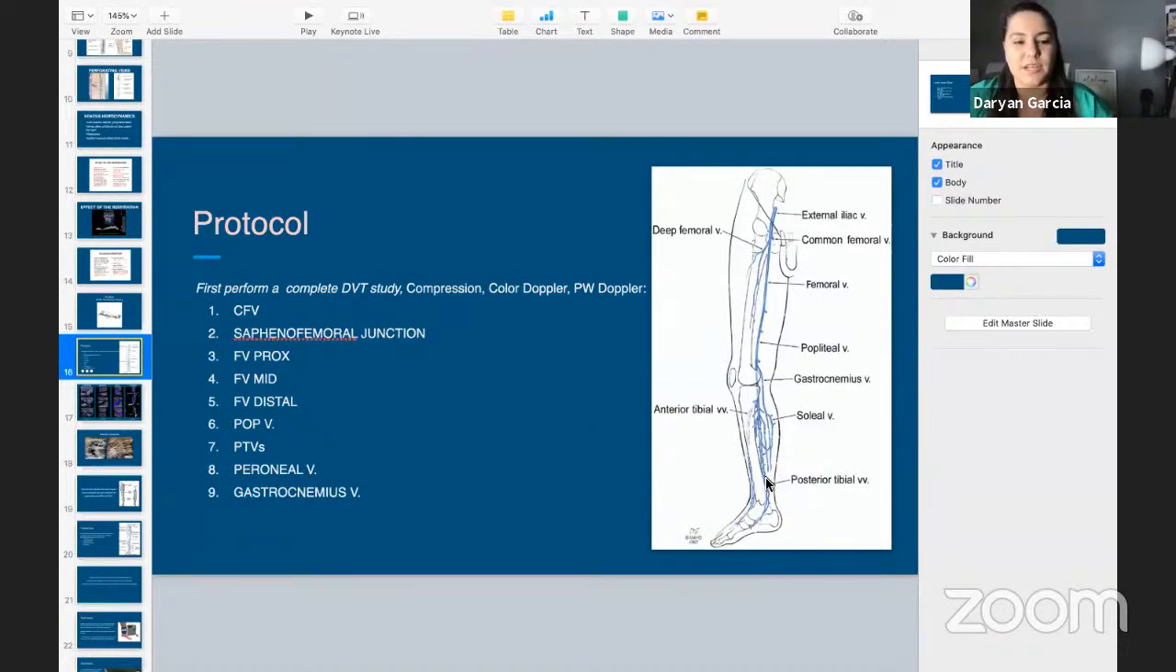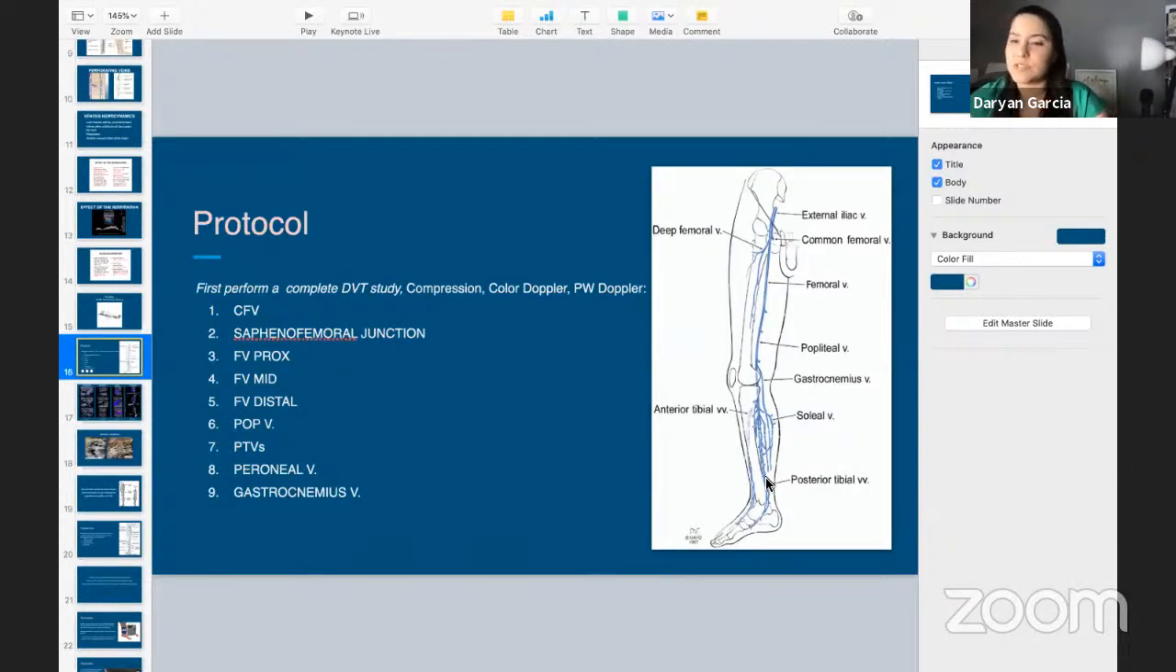Then you're going to get the popliteal vein, posterior tibial veins, peroneal vein, and gastrocnemius veins. You can actually evaluate the gastrocnemius veins when you're in the pop, like Elaine showed you guys. So when you're in the pop, you can evaluate a few things: gastrocnemius and small saphenous veins.